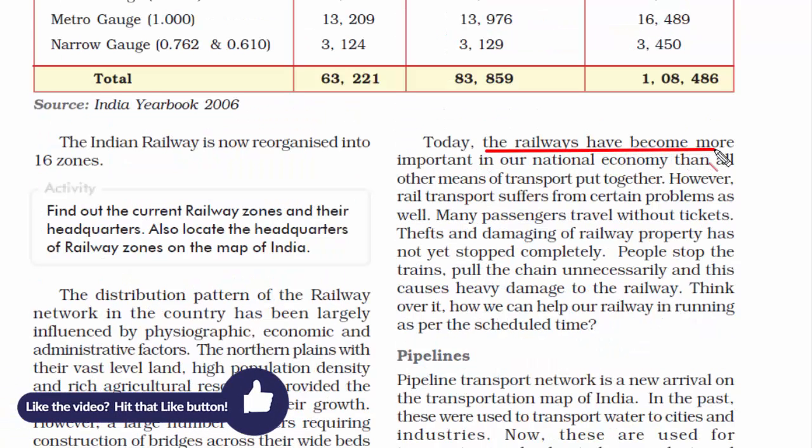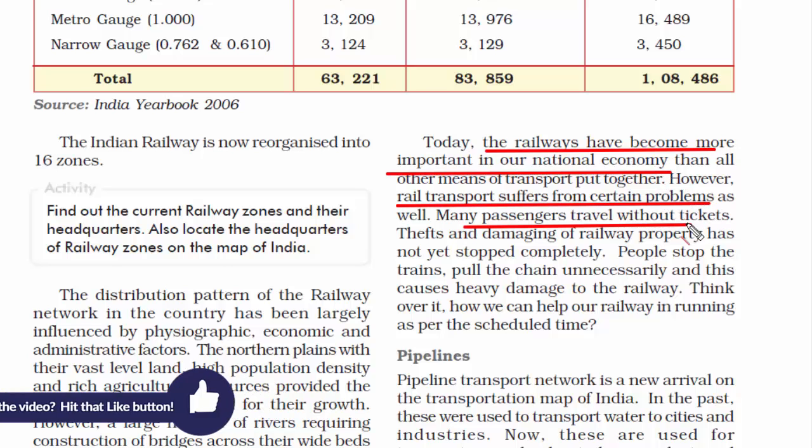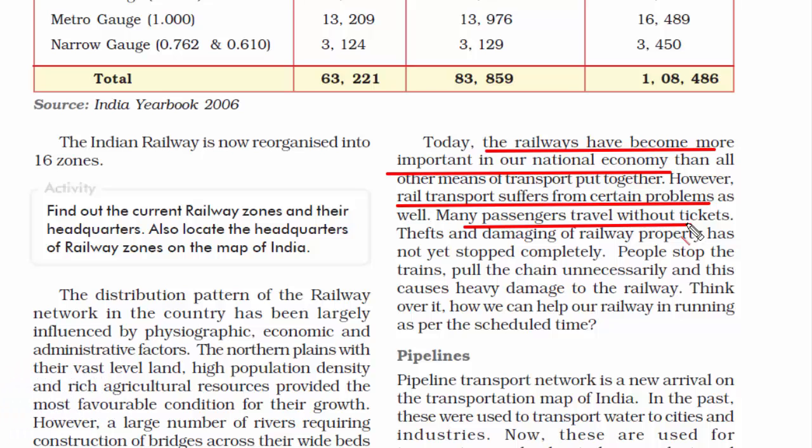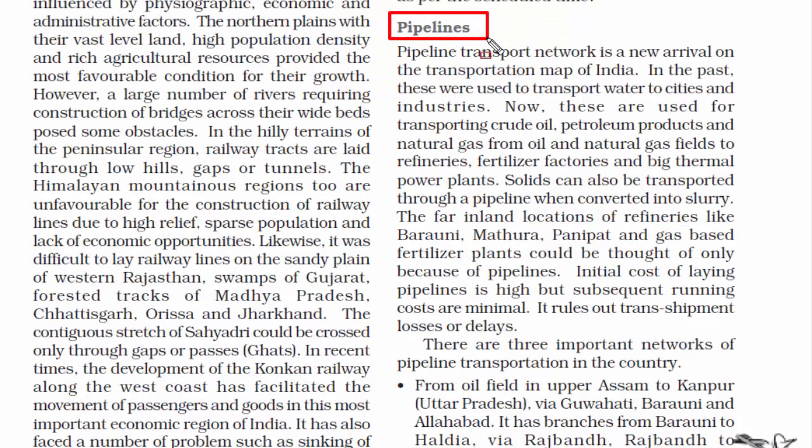Now, railways are very important to the national economy, but they have their own fair share of problems. Many passengers travel without tickets, so that causes a huge loss to the railways. And then there are thefts and damaging of railway properties. Sometimes people pull the chain unnecessarily, so that causes a lot of delay. And time is money for the railways. So delay here and there causes heavy damages to the railways. So this was all about the Indian Railways. It's time to read about pipelines.